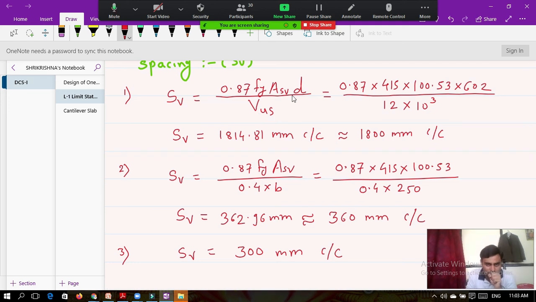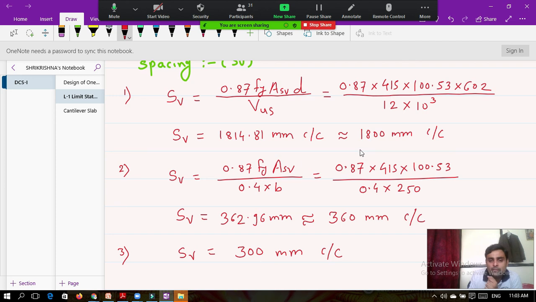This formula is also given in the IS code. You may check the page number, I think 68 or 65 something, in the range of 60 to 75, you will get this formula. I know this formula, that is why I have directly used it. These two formulas are there in the IS code. Even this last thing is also specified in the IS code. So nothing is outside the IS code.